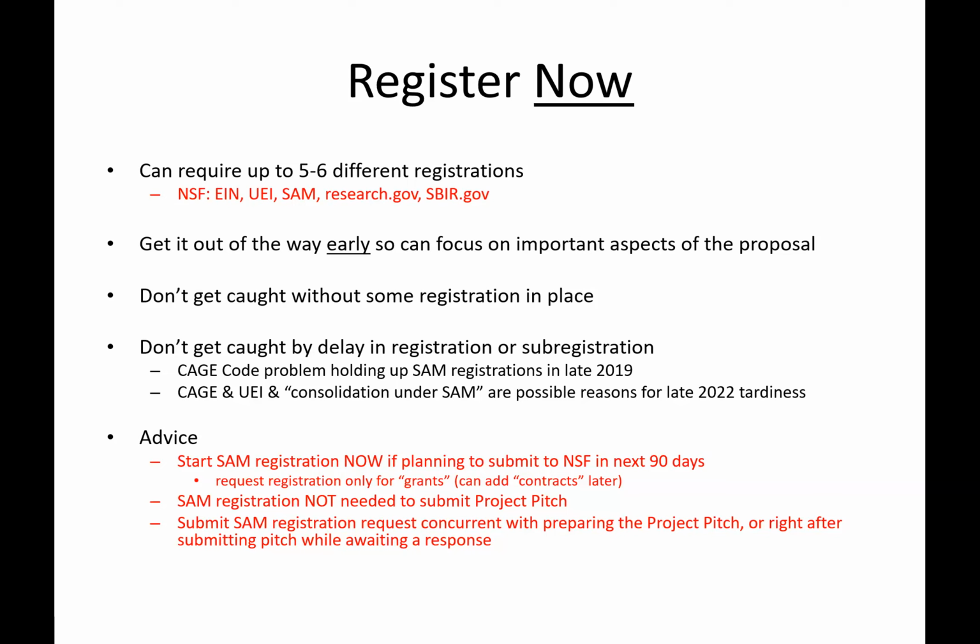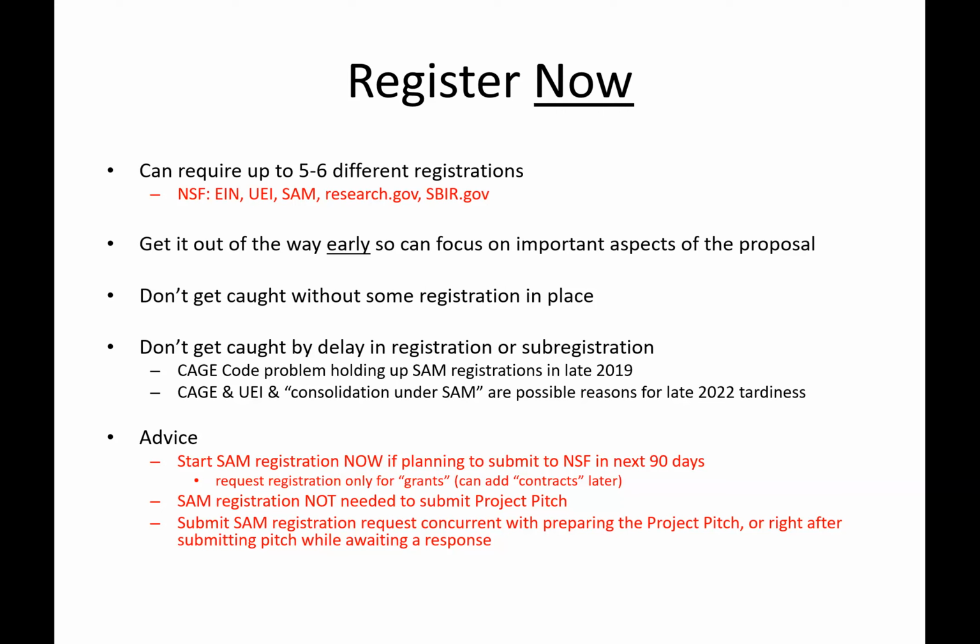So it's the golden rule. The federal government has the gold right now, so they're making the rules. And the rule here is you got to register at 5 different places if you want to be able to submit your NSF proposal. Now, why am I suggesting that you do this now when you're worried about this project pitch? Because it can take SAM, as I said, weeks to process and approve your registration request.